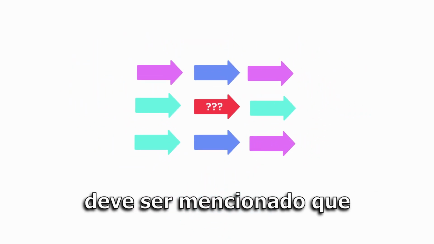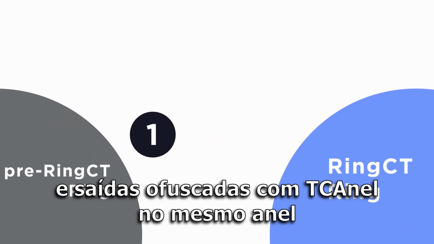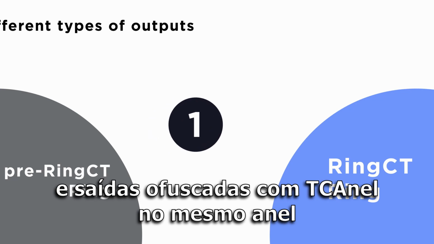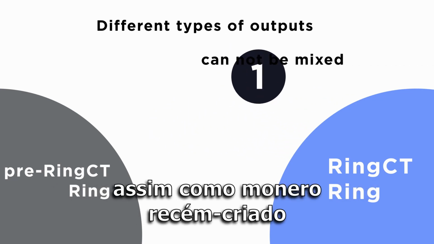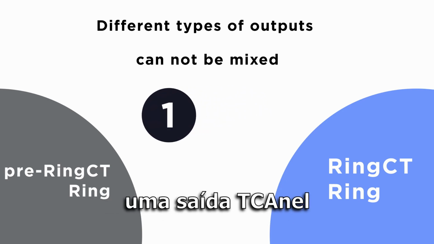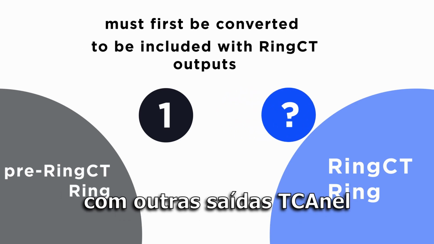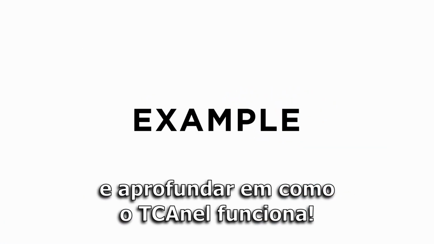It should be noted that Monero ring signatures can't include both pre-Ring CT outputs and masked Ring CT outputs in a single ring. So, like newly created Monero, a pre-Ring CT output must first be converted to a Ring CT output before it can be included in a ring signature with other Ring CT outputs. Let's walk through an example and then take a deep dive to see how Ring CT works.